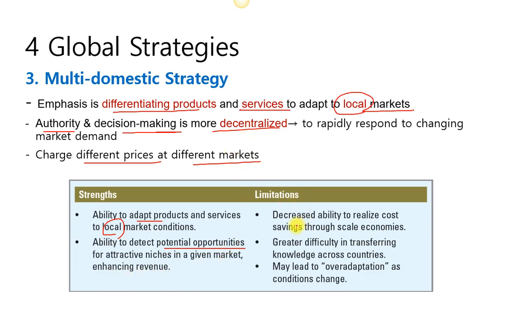What is the limitation? It decreases the ability to realize the scale economies. If you have so many companies in so many countries, then you could benefit from scale economies, but you are sort of giving up on that, right? Greater difficulty in transferring knowledge across. If the companies of each country become so independent, let's say McDonald's Vietnam, Korea, they all use, let's say, a localized sort of strategy.